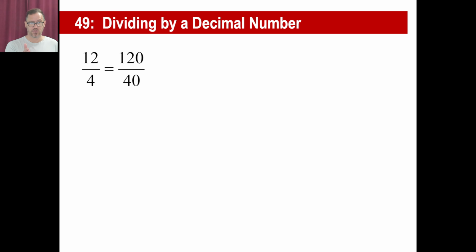First off, notice that 12 divided by 4 is the same thing as 120 divided by 40, because if you multiply, it's almost like a fraction. You can make an equivalent fraction by multiplying by 10 here and by 10 here.